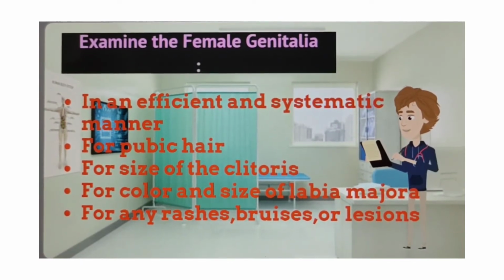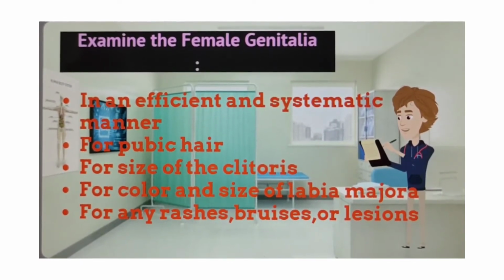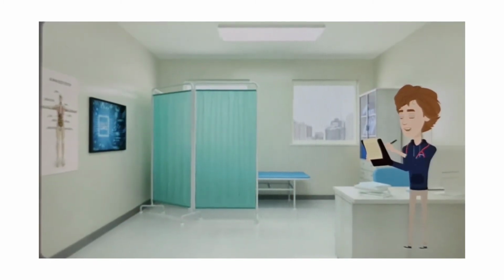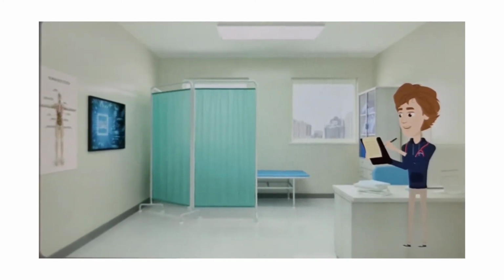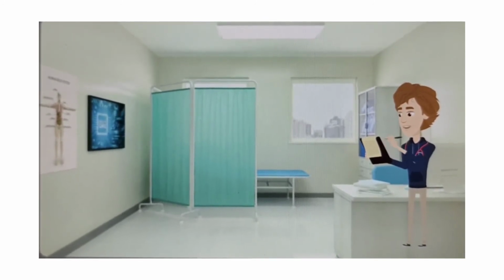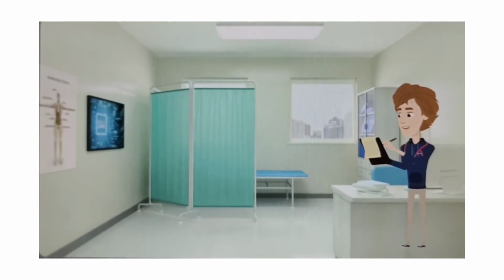You can also apply gentle traction by grasping the labia between your thumb and index finger of each hand, separating the labia majora laterally and posteriorly to examine the inner structures. Note the condition of labia minora, urethra, hymen, and proximal vagina.